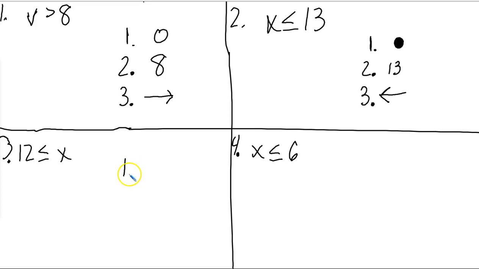Number 3, step 1. Open or closed dot? I see the line under it, so it is a closed dot. What number will it be on? 12. And number 3, which way is the arrow going? So my variable is on the right for this one. So I will do the opposite of which way the sign is pointing. The sign is pointing to the left, so my answer will be going to the right.